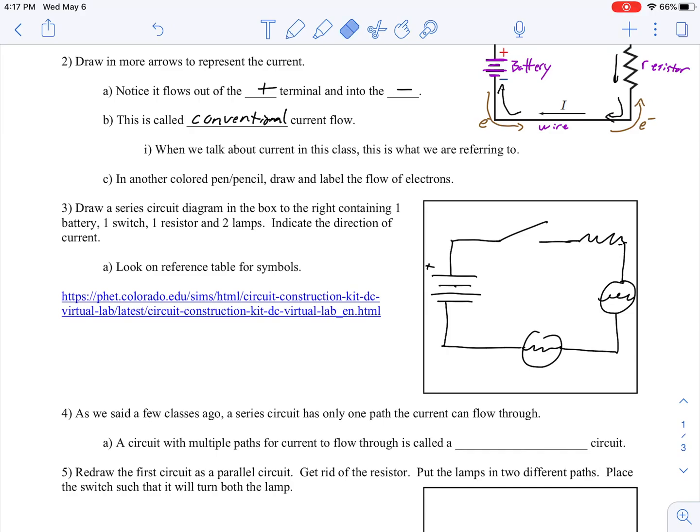Another way I could have drawn this is to put them all along the same side. I could have put the resistor over here if I wanted to. Maybe I could have gone like this and then the resistor here. It doesn't really matter because there's one path for the current to go through. The current's going to go around, and I'll just draw the way the current goes. It goes through this way.